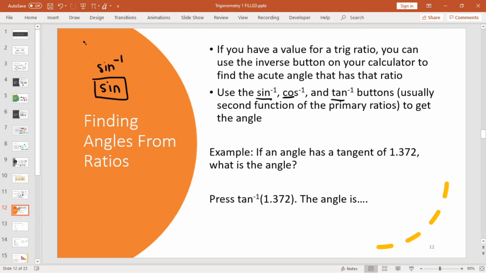Okay, so if I want to find an angle, and I was told that the tangent is 0.1372, press this button, input this number, and it's going to spit out the angle for you, if you're in degrees.